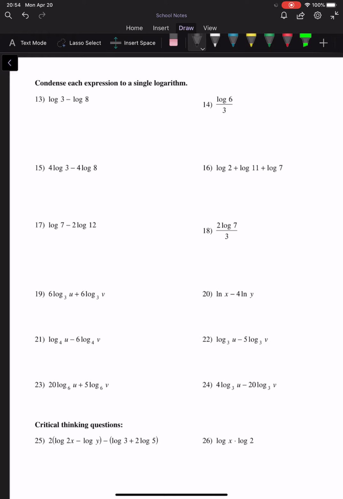Hey guys, so today we're going to be working on assignment number 15. So last time we were expanding logarithmic functions. This time we're going to be condensing them. So we'll get started with this.